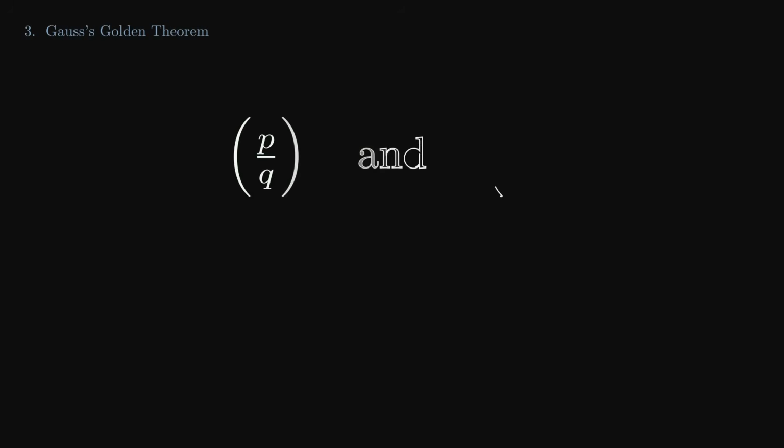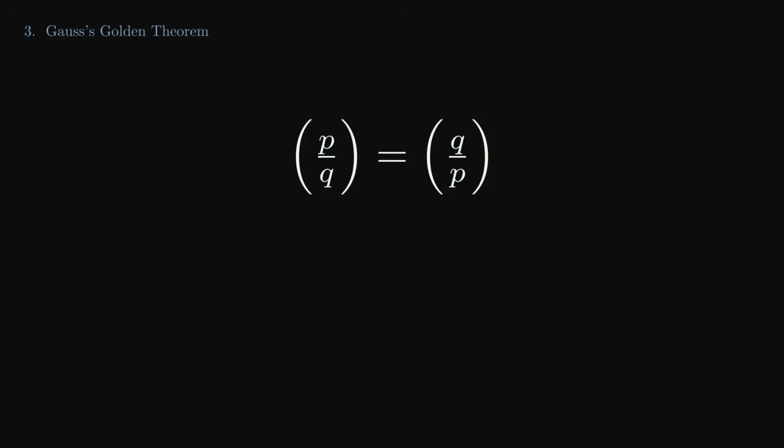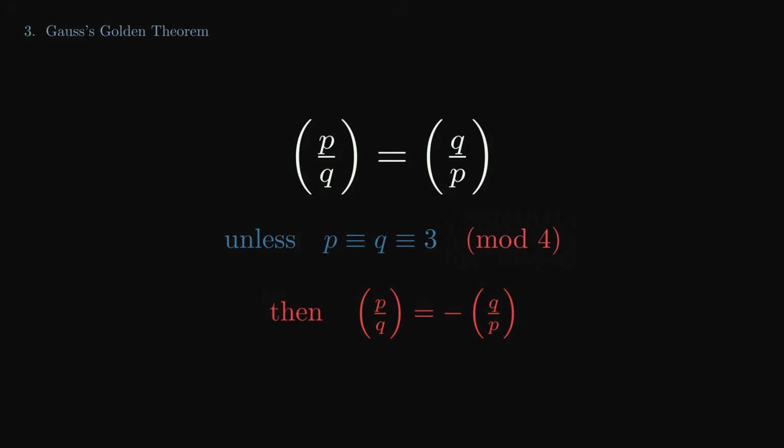So each pair of odd primes gives two of these plus or minus 1 answers. Is the first a square in the second's world, and is the second a square in the first's? You might expect no relationship at all between them. Instead, there is an exact law, and it is one of the most celebrated results in all of mathematics. It says the two answers are the same, unless both primes leave a remainder of 3 when divided by 4. And in that single case, the two answers are opposite.